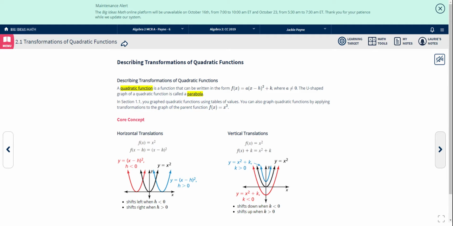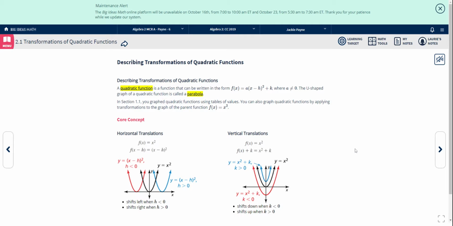So describing them, a quadratic function is a function that can be written in the form f of x equals a times the quantity x minus h squared plus k, where a is not equal to 0. a can be any other number. The U-shaped graph of a quadratic function is called a parabola. In section 1.1, we graphed quadratic functions using tables, but you can also graph quadratic functions by applying transformations to the graph of the parent function f of x equals x squared.